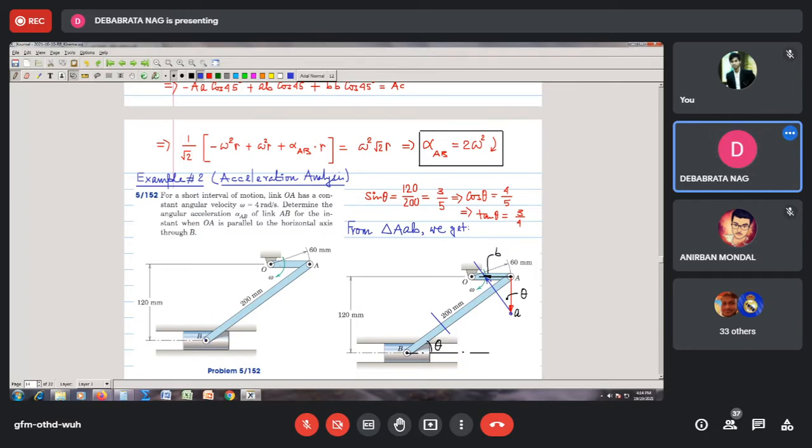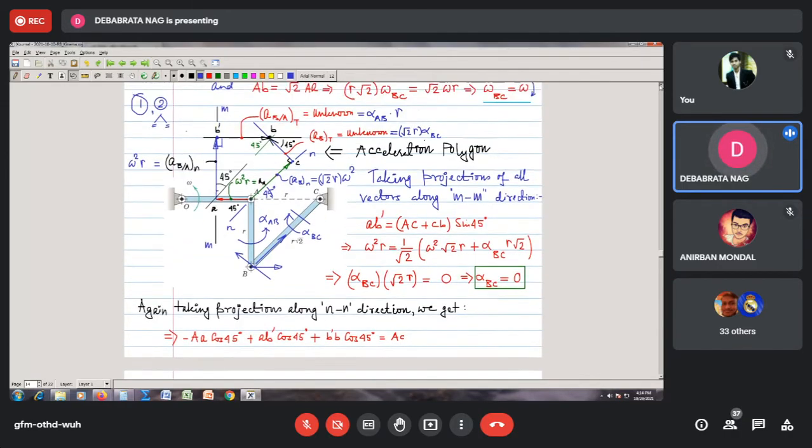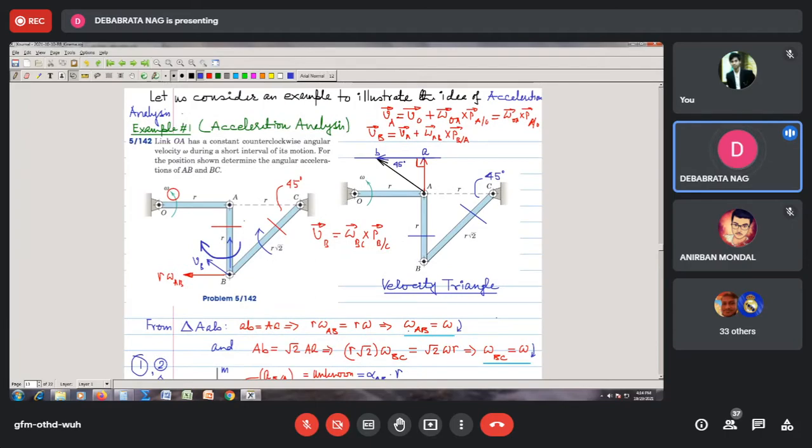Here, what is being given is that for a short interval of motion, the link OA has a constant angular velocity, and the magnitude of that constant angular velocity is 4 radian per second. Now, if I go back to our previous problem, I give you a home assignment. Here it is given to be a constant counterclockwise angular velocity. What would happen if this angular velocity is not constant?